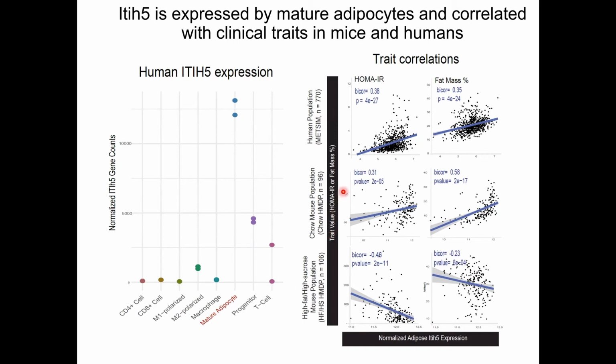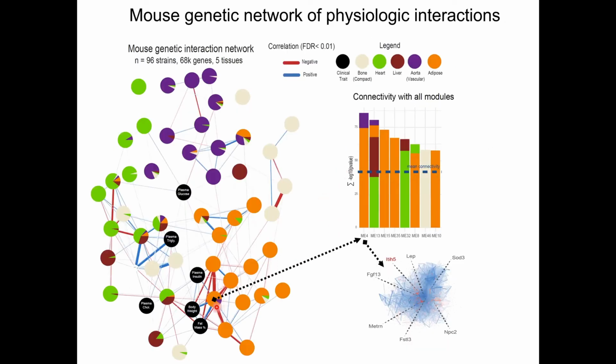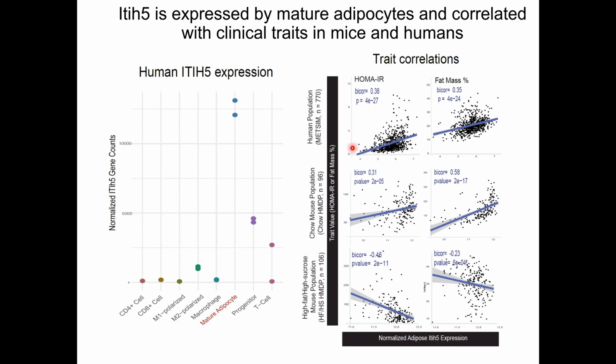We also got interested because when we integrate things that we think are relevant in this network, like why it is so connected with fat mass and insulin, ITIH5 is as well. In humans, it's positively concordant with HOMA-IR and fat mass percentage, at least in this population of humans, although it's been replicated in STARNET. And in mice, in this chow HMDP, when mice are fed a more normal chow diet, it's also positively correlated with these traits.